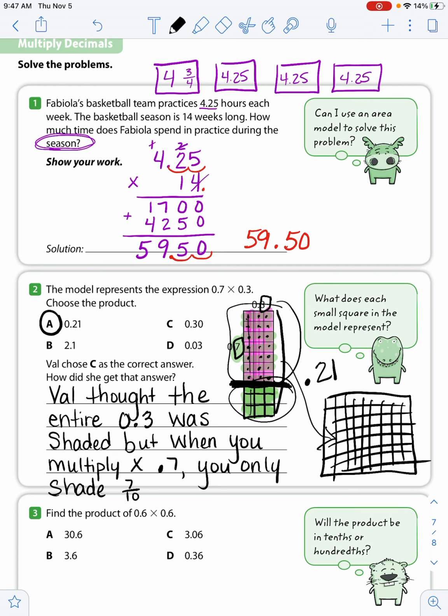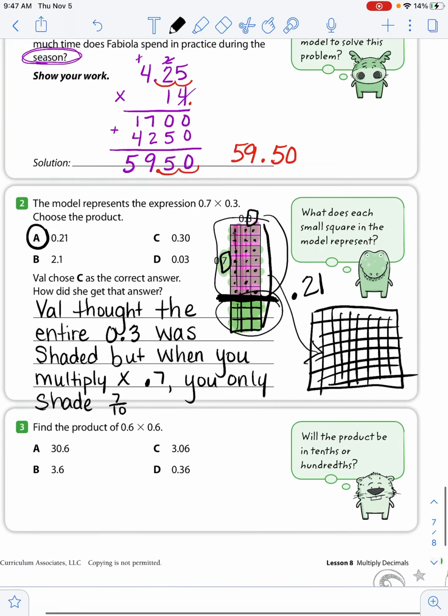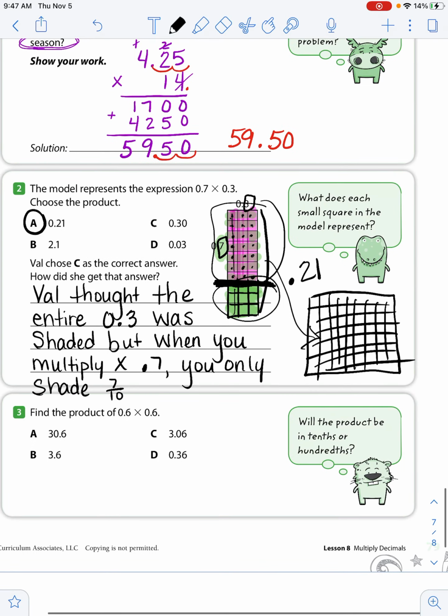Okay? All right, next, find the product of 6/10 times 6/10. Well, let's think about this, boys and girls. First of all, we know that it's going to be 6 times 6, right? Okay, 6 times 6 is 36.